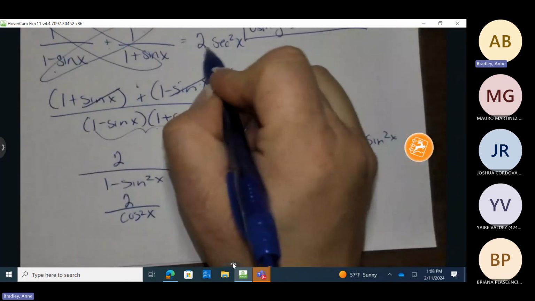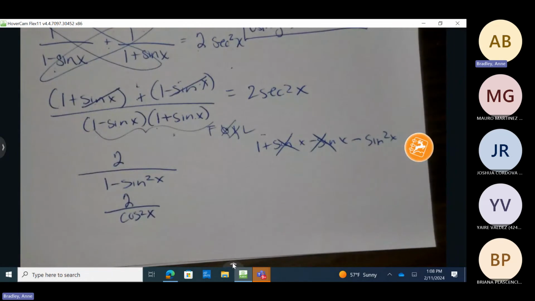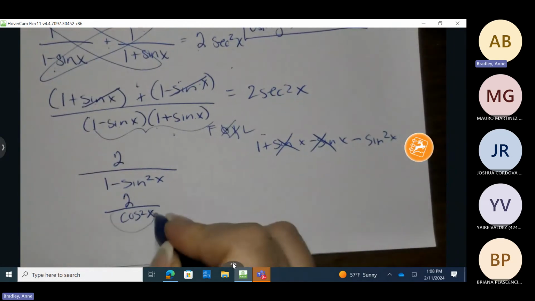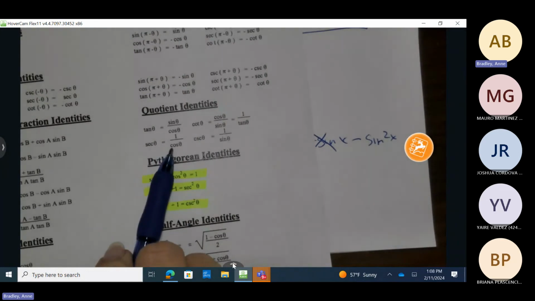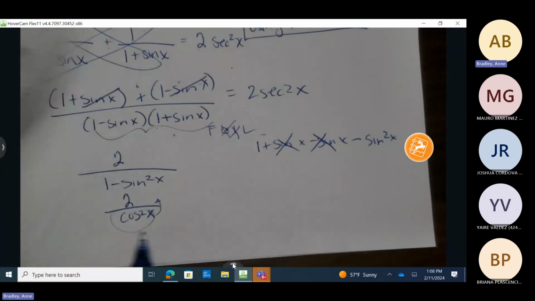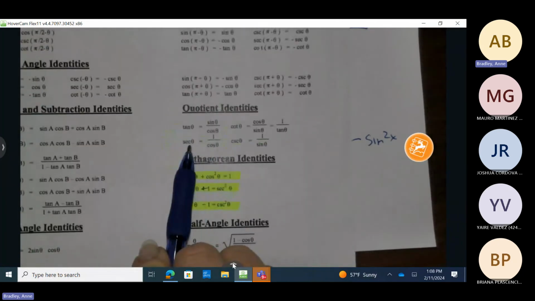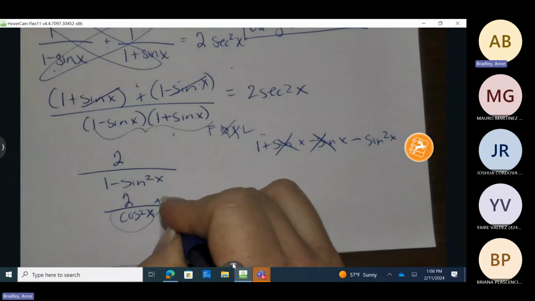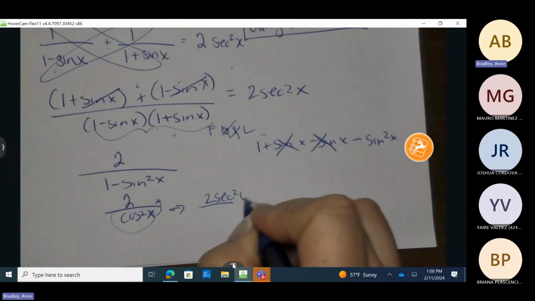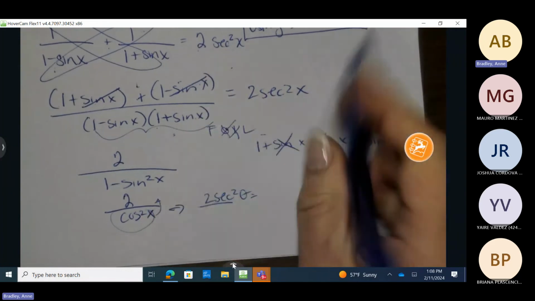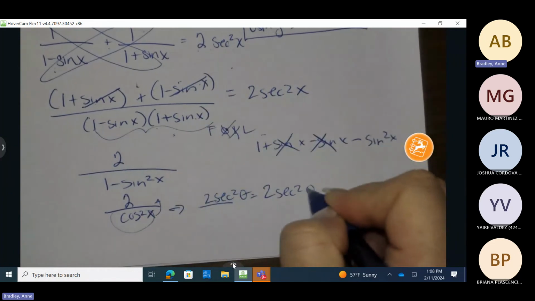Now, our goal is for this to equal 2 secant squared. Well, when this moves from the bottom up to the top, remember that secant and cosine are reciprocals. So if it's a cosine and I move it up, then I change it to its reciprocal, secant. So this is equivalent to 2 over, it moves up, which would be secant squared, and now it's equal to the right-hand side, which is 2 secant squared.